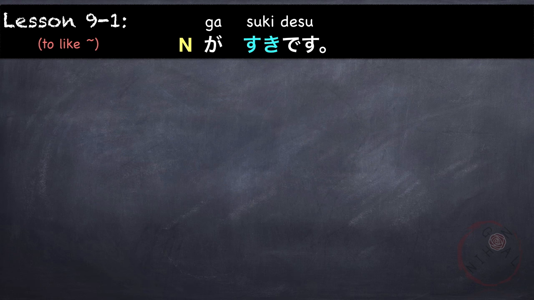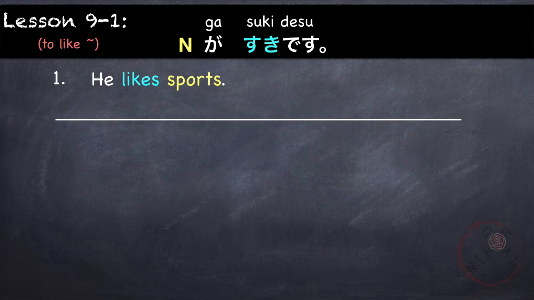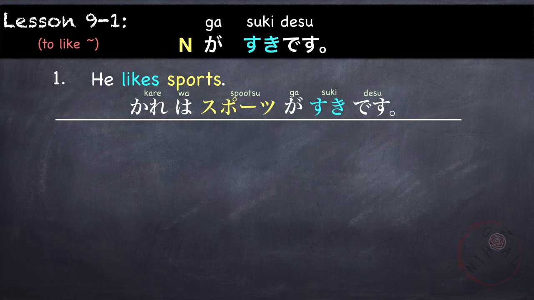Next is expressing likes, or how to express that you like something. Ga is also used to mark the objects that you like or dislike. N ga 好きです. I like N. For example, he likes sports. First is our topic, which is he, 彼は, and then our noun, which is sports, followed by the particle ga, followed by likes, 好きです. 彼はスポーツが好きです. 好き is a na adjective.